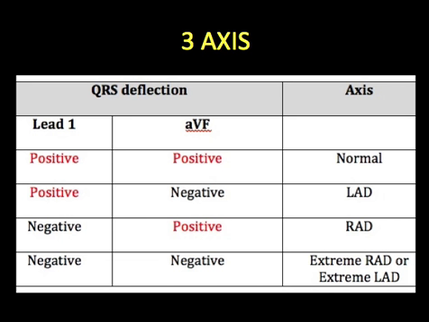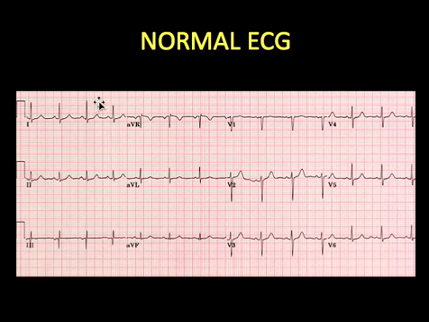Let's go to step 3, axis. We'll just touch on how to determine the axis. The normal axis lies somewhere between minus 30 to 100, 110 degrees. You just need to look at 2 leads to determine the axis. If we go back to this ECG, these 2 leads are lead 1 and lead AVF. Just ignore the rest of the 10 leads. Just look at lead 1 and lead AVF.